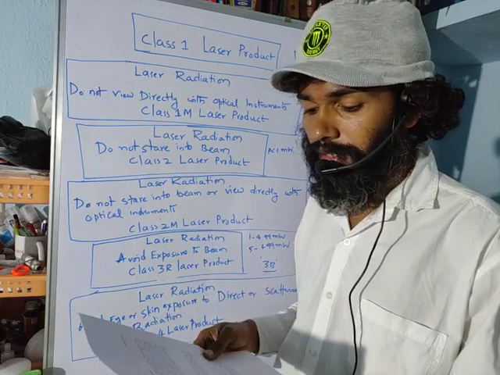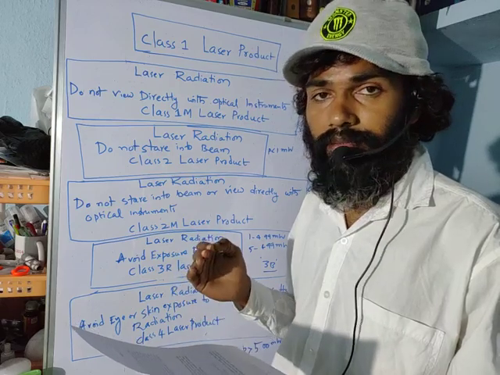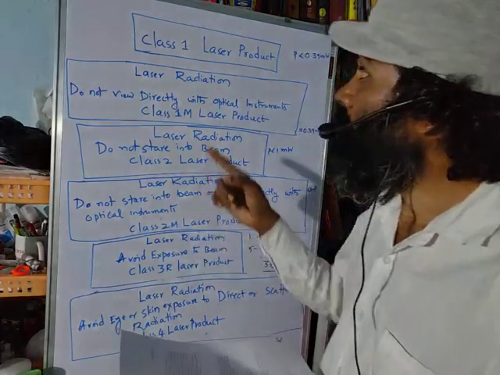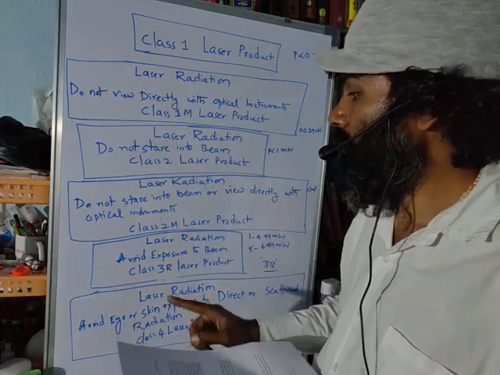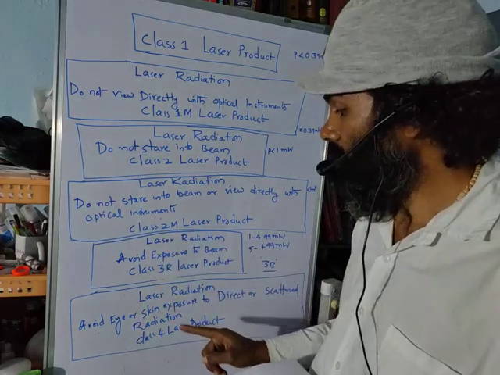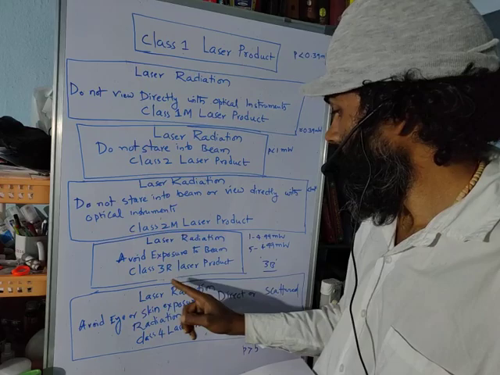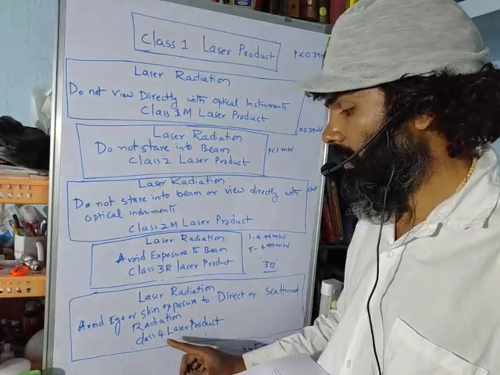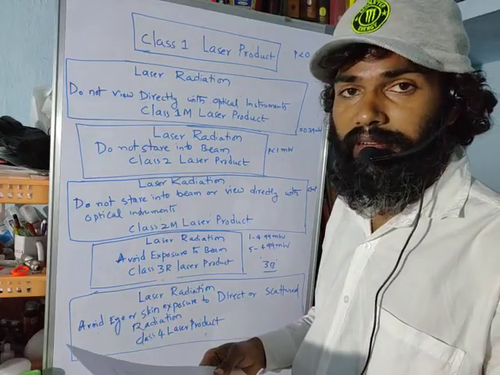And this classification, as I said, will be class 1 lasers, class 2 lasers, class 3 lasers, and class 4 lasers. Especially, we'll be seeing class 1 lasers, class 1M lasers, class 2 lasers, class 2M lasers, and class 3R. It will also be class 3B lasers, and finally class 4 lasers. So let me talk about class 1 lasers first.